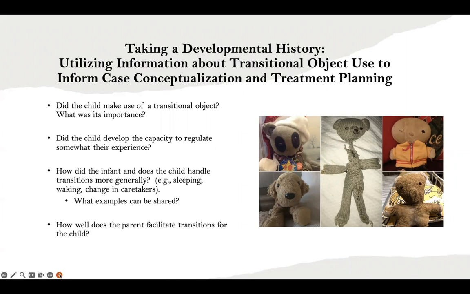How did the infant, or does the child, handle transitions more generally, and exploring those challenges? Typically challenges about dependency. So what examples did the parents share about these? How well does the parent facilitate transitions for the child? And how can they find better strategies for doing that? So we're asking the parents, did the child have a special object growing up that was really important to them, a teddy bear or a blankie? And just allowing the parents to reflect on that.